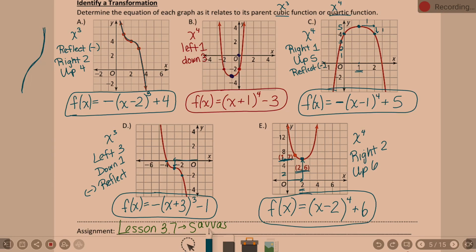Okay, guys, you have lesson 3.7 in Savvas. I believe it is quite the opposite of 3.6, which is rather time-consuming. If I recall, it seems like 3.7 goes quick, but I could be wrong on that. Regardless, you have work time. So if you owe me any math assignments at all, you need to be working on math.